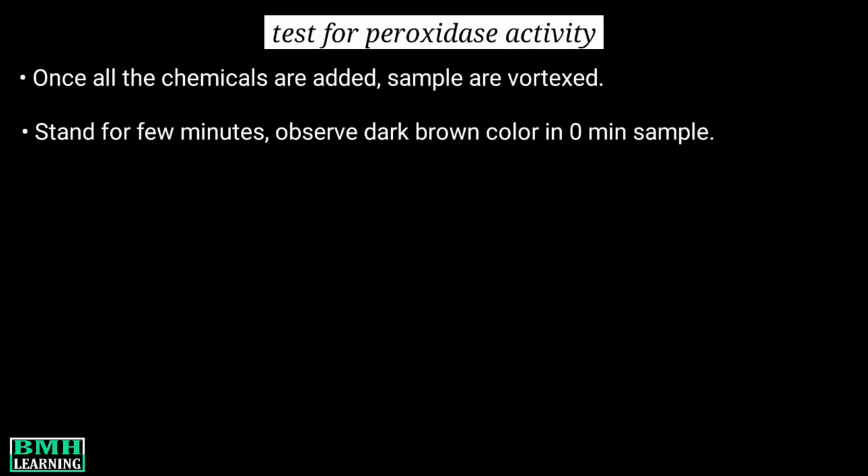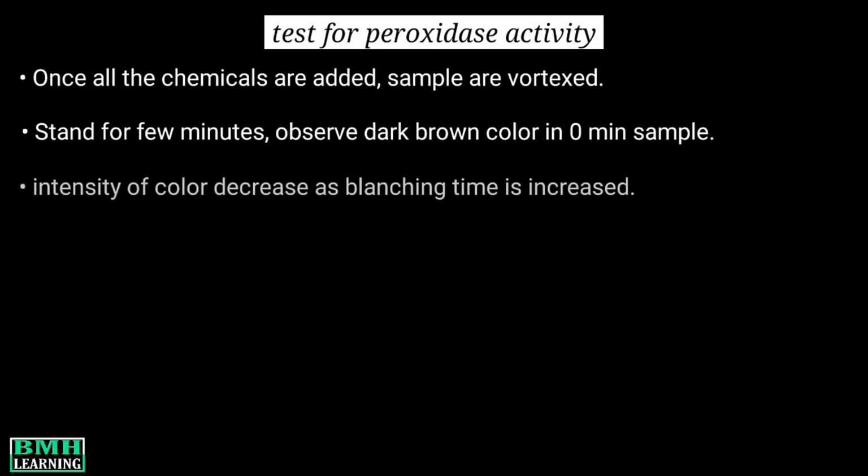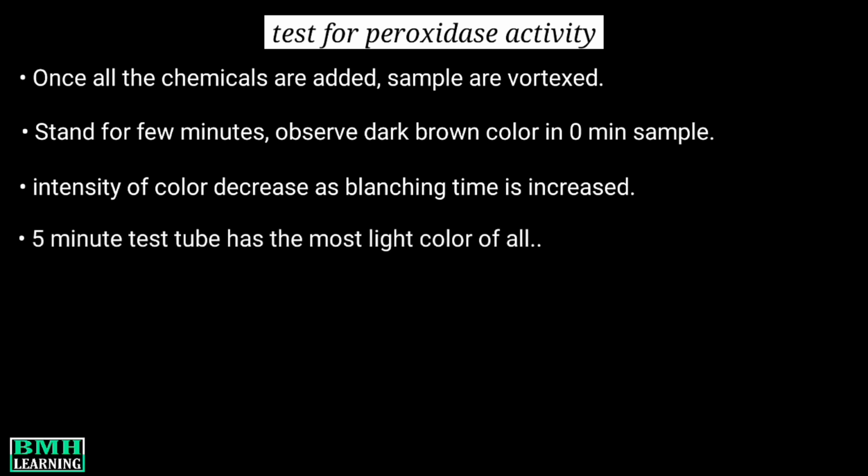Let them stand for a few minutes. You would observe the dark brown color in the 0-minute sample and the intensity of color decreases as the blanching time is increased. So the 5-minute test tube has the lightest color of all. Take the absorbance at 470 nanometer.